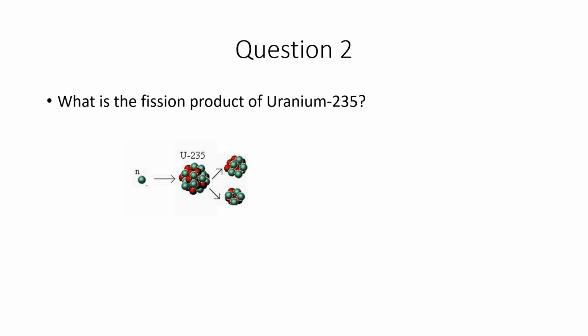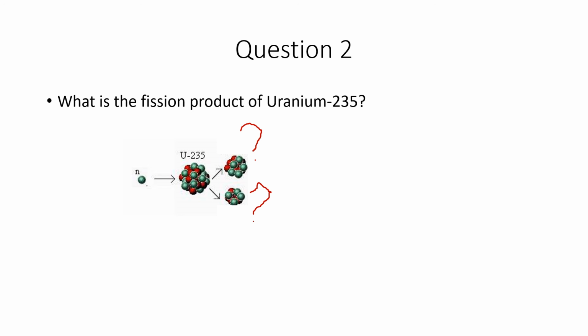Question 2, which is the last question, is: what are the fission products of uranium-235? We recall that nuclear fission is a nuclear reaction in which a heavy nucleus splits into two or more lighter nuclei while releasing a large amount of energy. Here in this diagram, we can see that a neutron bombards uranium-235, but we don't know what this is and what this one is.